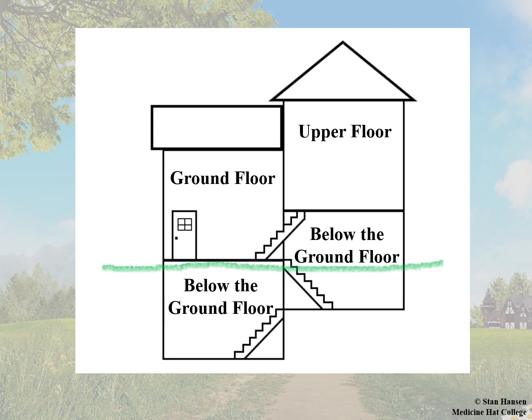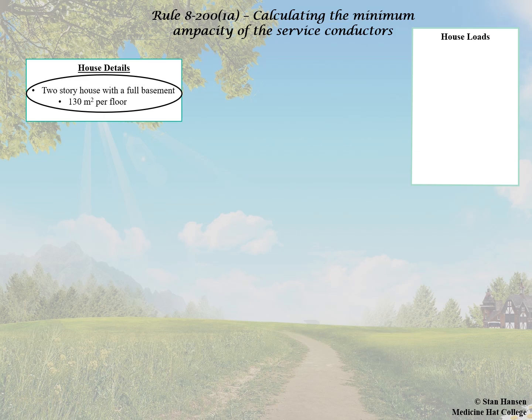In this example, we actually have 2 spaces below the ground floor. Therefore, both those 2 spaces will be taken at 75%, where the ground floor and the upper floor will both be taken at 100%. So let's see how this is going to affect our house. We have a 2-story house with a full basement and each floor is 130 meters square.